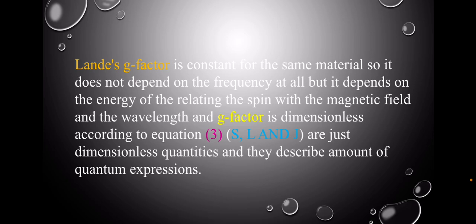So the Lambda G factor is a constant for the same material. It's constant for the same material, it doesn't change. Why? Because it does not depend on the frequency, and it depends on the energy relating the spin with the magnetic field and the wavelength. So the G factor is dimensionless.